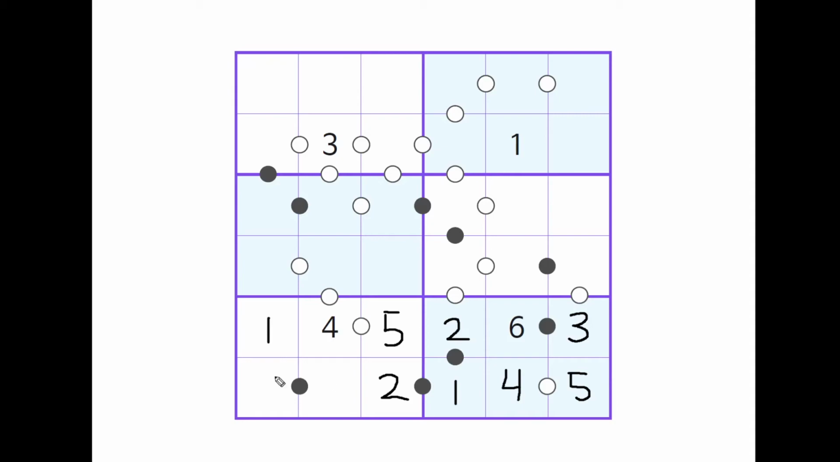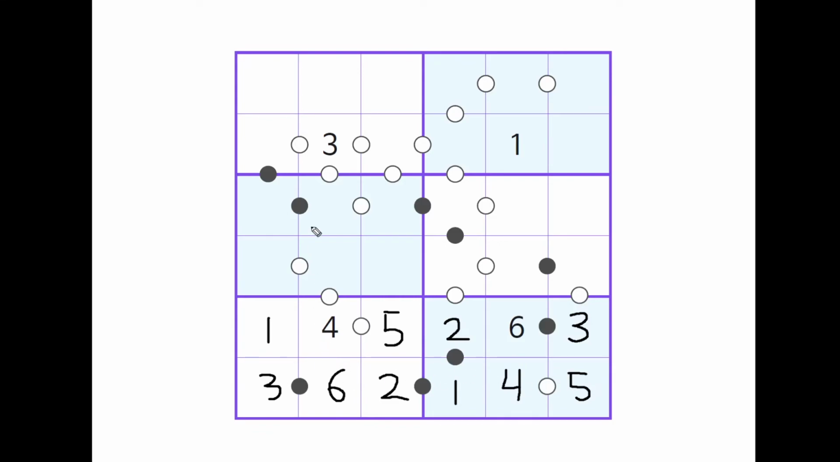So we must place the 3 here and the 6 here. And now just to check, we know that between numbers 1 and 3, 4 and 6, 6 and 2, there are no circles, which means that rule number 3 is met. Now let's see where we can go from here.